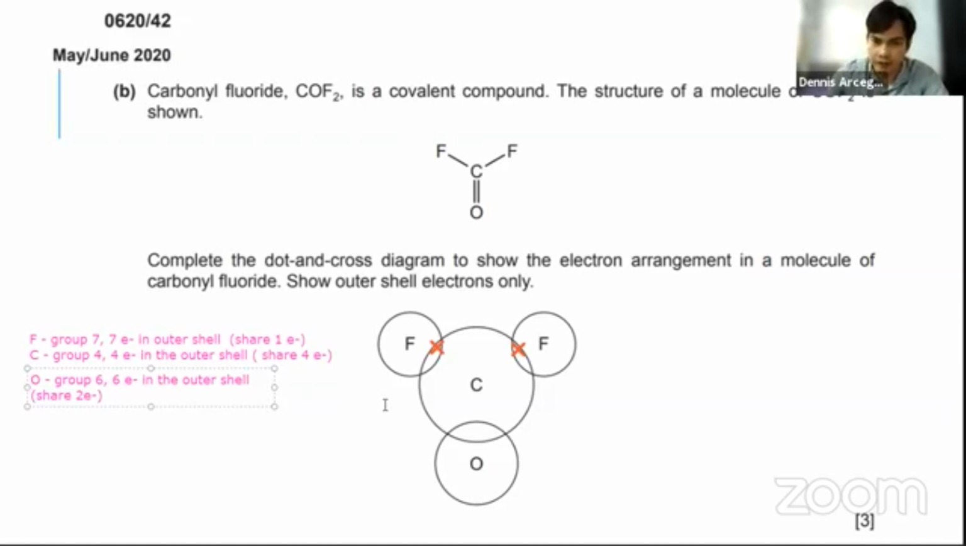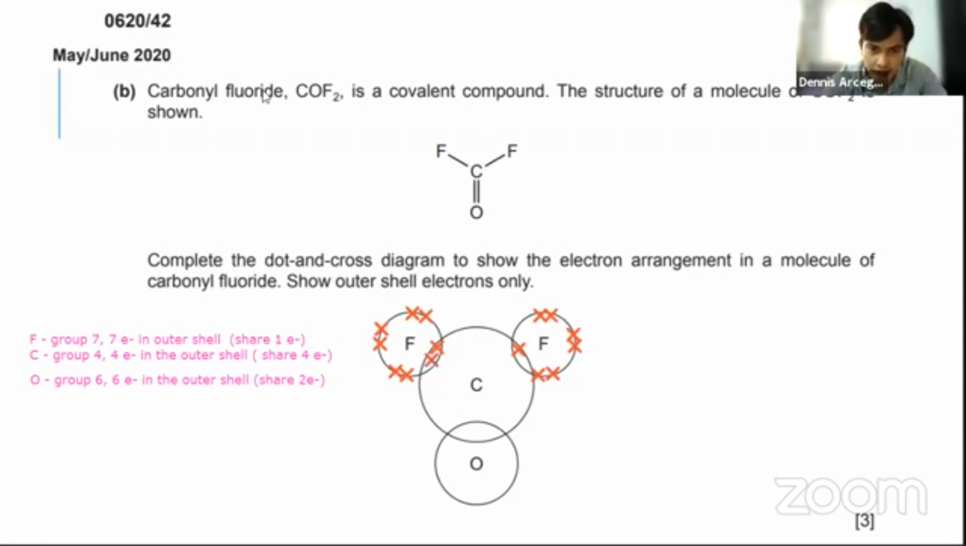They should have 8. Okay, so fluorine should have 1 electron to share, and then the rest will be outside like this. Okay, the rest will be outside like this. Okay, they're just sharing 1. 1 will be inside because it is going to share 1. Then for the carbon, it has 4.